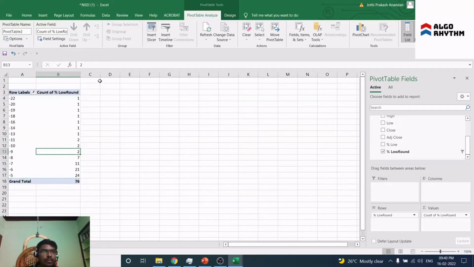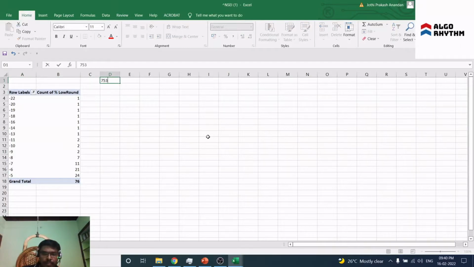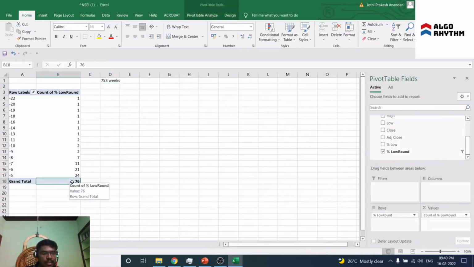Yes. So we had 753 weeks, as we just saw in the pivot table. Out of the 753 weeks, we can see that in 76 weeks the index actually went down by 5% or less. So these are all the opportunities which we are looking for. 5% of the times the market went down, 5% or less, like 24 times. At 6% it's 21 times. So these are all the investment opportunities which I am talking about.